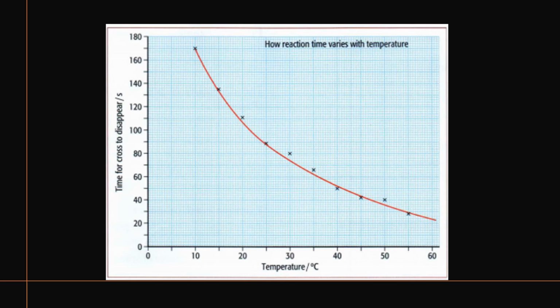For example, here you have the variable temperature as x-axis and time as y-axis. Then you put some data in cross or dot in some places, same as you get from the experiment, and then draw a line. Don't have to pass all the dots or crosses.